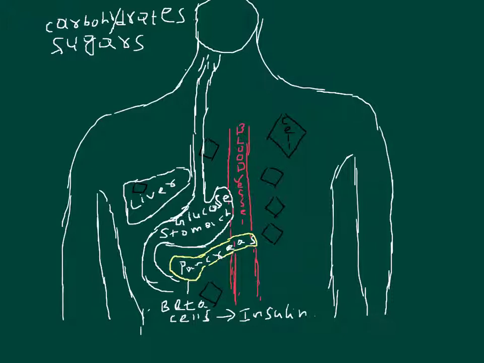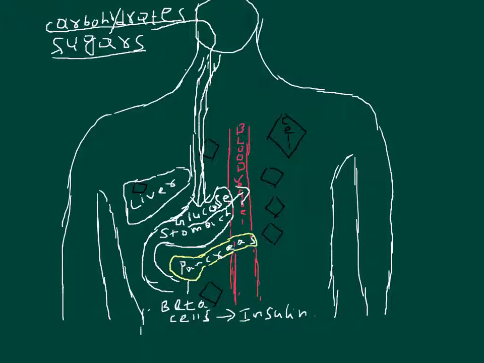We all eat carbohydrates and sugars, and carbohydrates and sugars go into the stomach and get converted into glucose, and this glucose from the stomach will be absorbed into the blood vessels, and then glucose will be circulated in the blood. When glucose is circulating in blood, then insulin will be secreted by the pancreas.